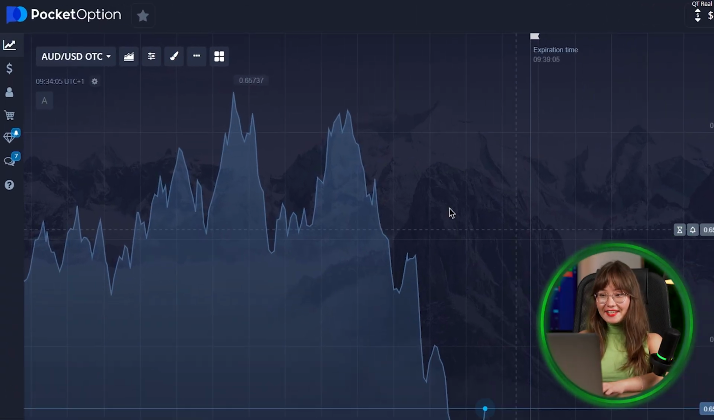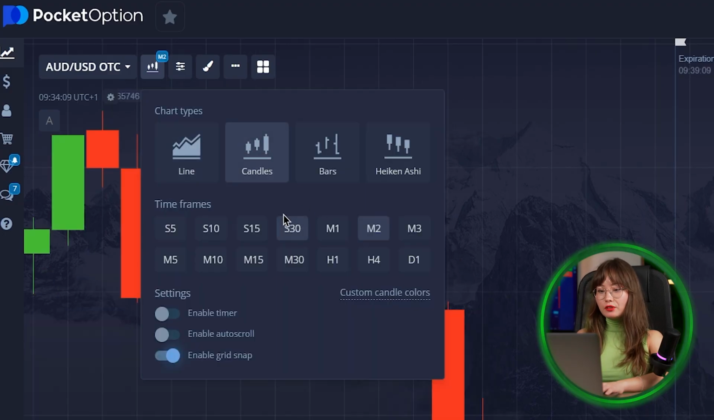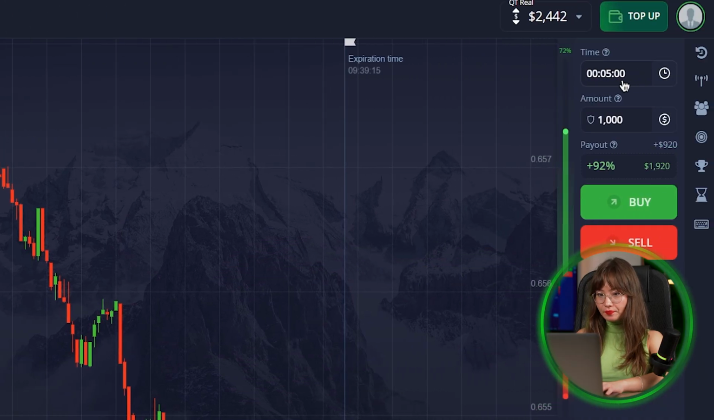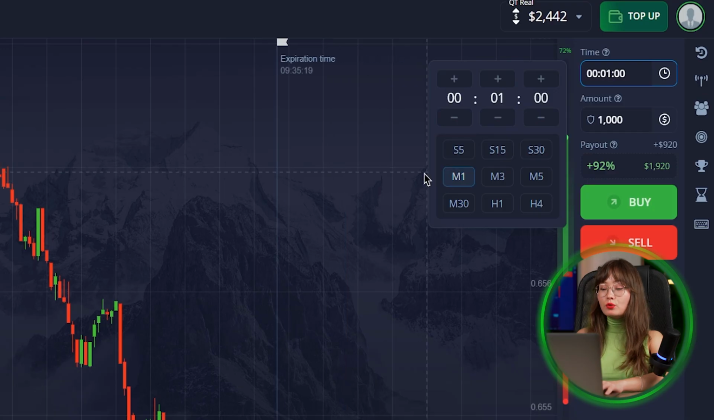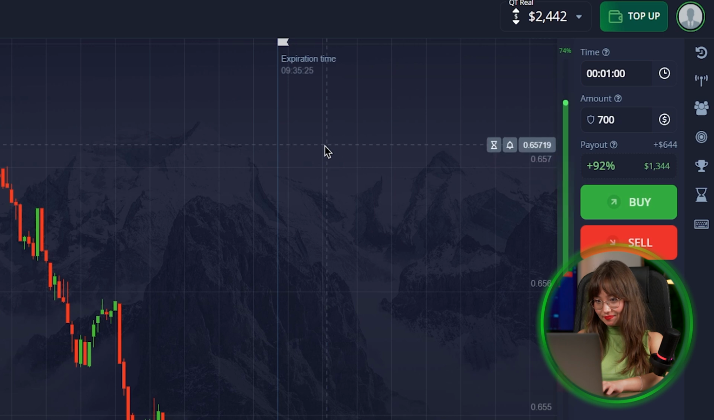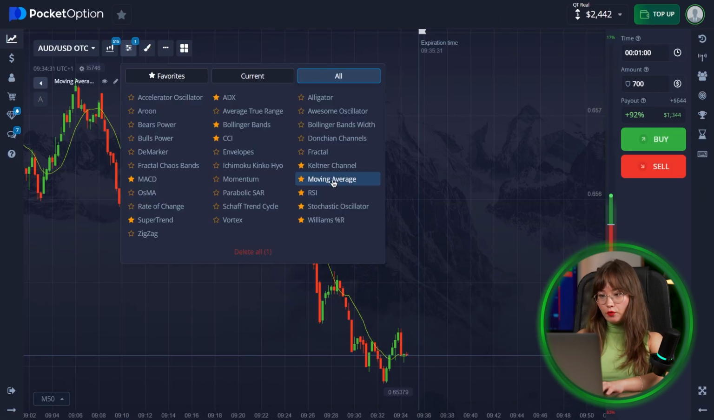Alright, let's get started. First, switch your chart to candles and set the time frame to 15 seconds with a 60-second trade expiration. And today we are trading with $700. Let's do this. We will be using two indicators, moving average and MACD.